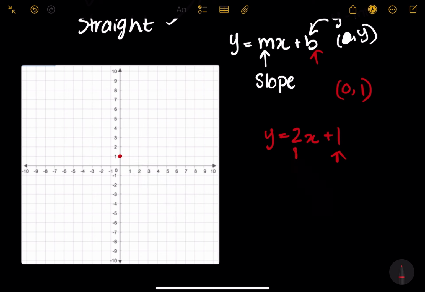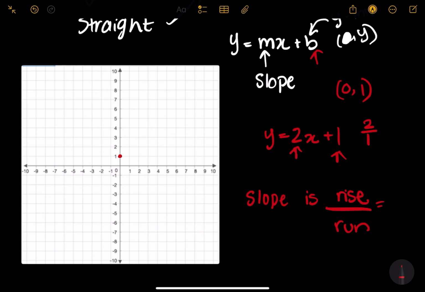Okay, and then this 2 is the slope. You can think of 2 as 2 over 1, right? And one thing to keep in mind is that slope is rise over run.